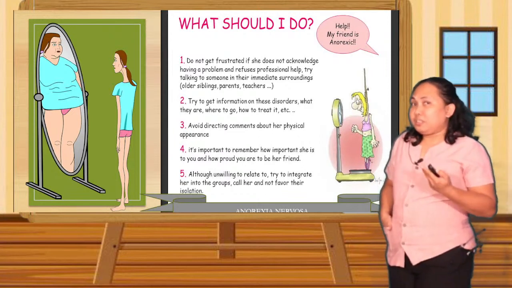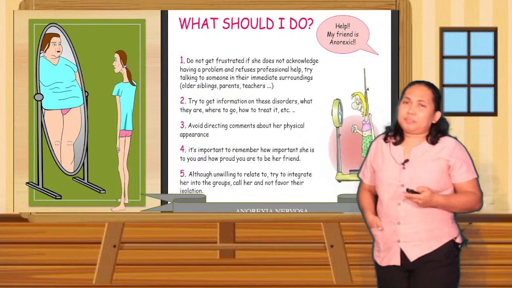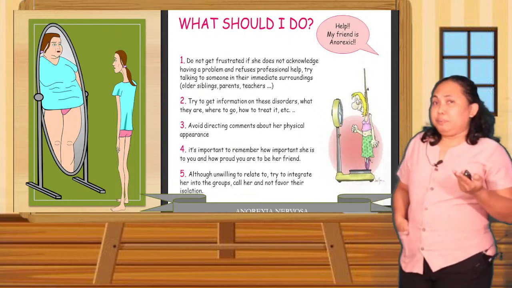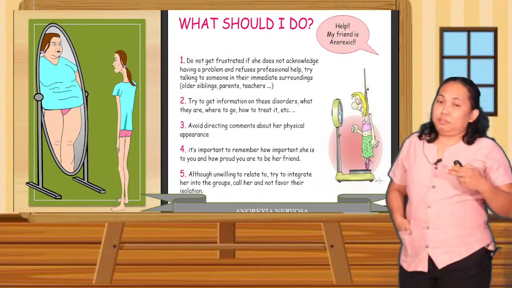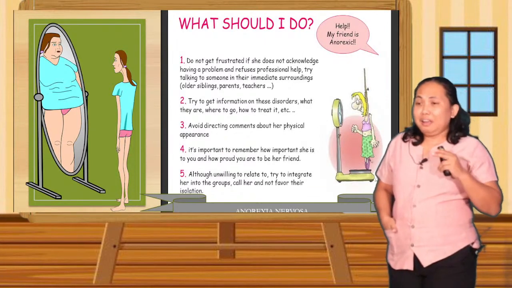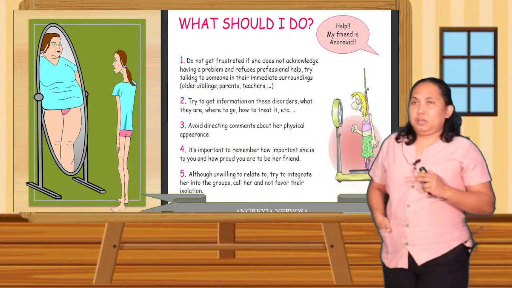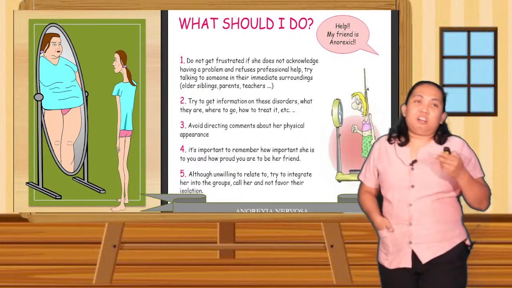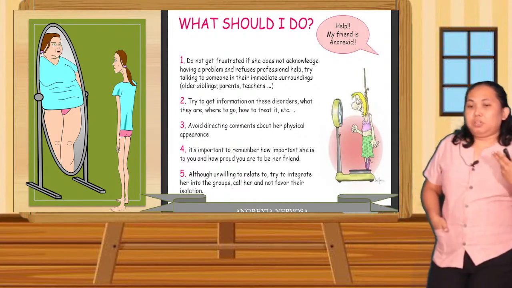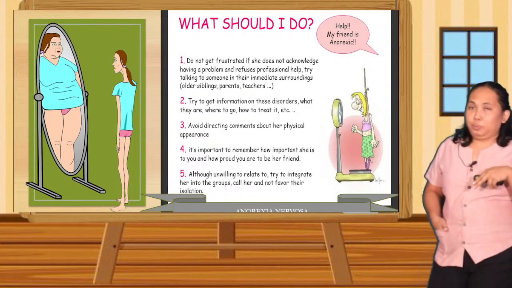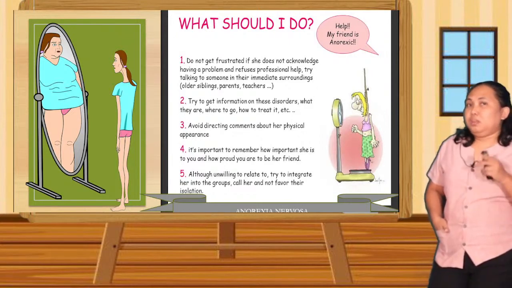Next one is avoid directing comments. Why? Avoid directing comments about their physical appearance because anorexic patients or anorexic individuals often have low self-esteem. Okay? So if we always direct comments regarding their body, maybe it will lead to more low self-esteem. Okay? Instead of boosting their self-esteem up, it will be lowering it down.